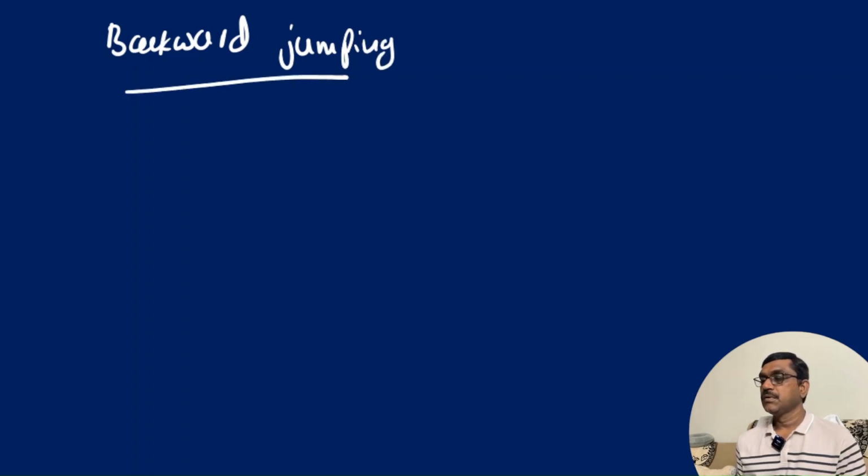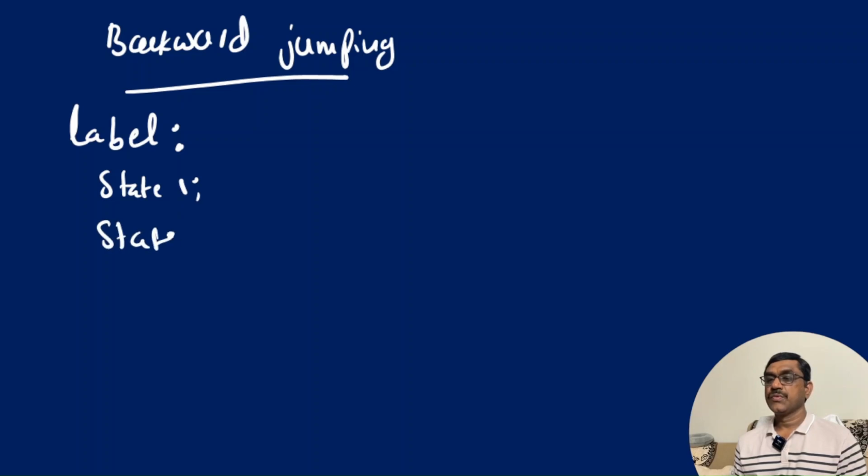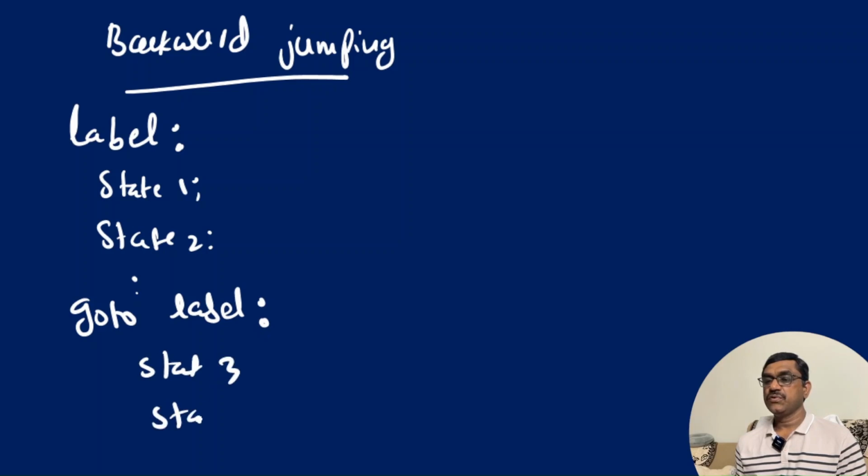Now we will see the syntax of backward jumping. Here we write like this. First we write the label with a colon, and we have some statements like statement 1, statement 2, and so on. Here we have goto label. Here you write a colon, and here we have statement 3, statement 4. Every statement ends with a semicolon here.